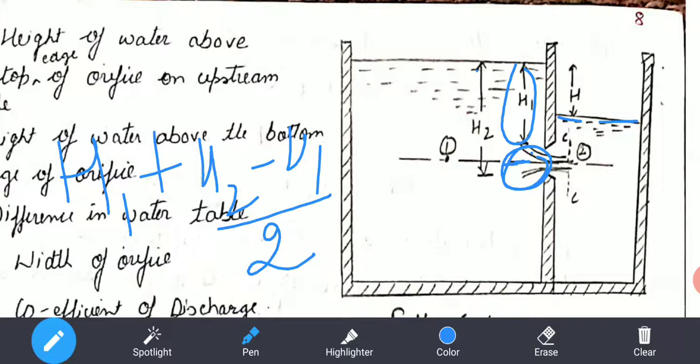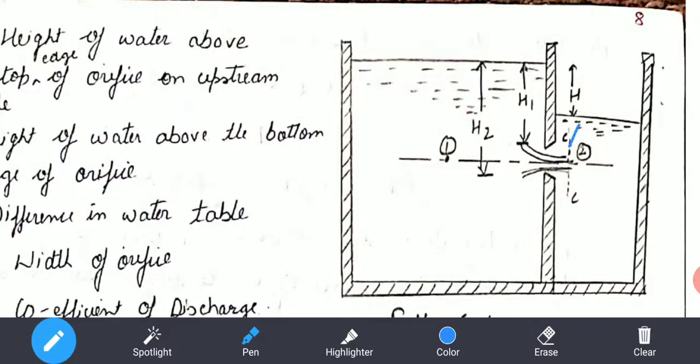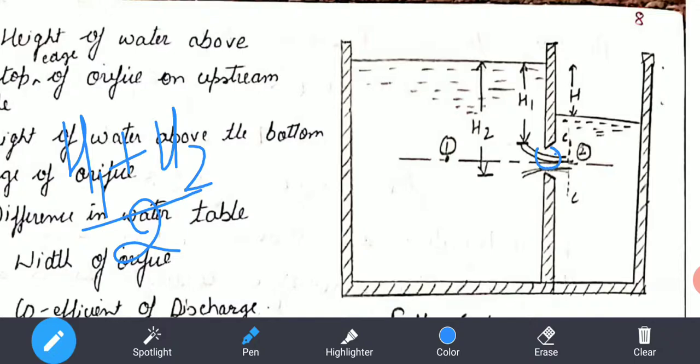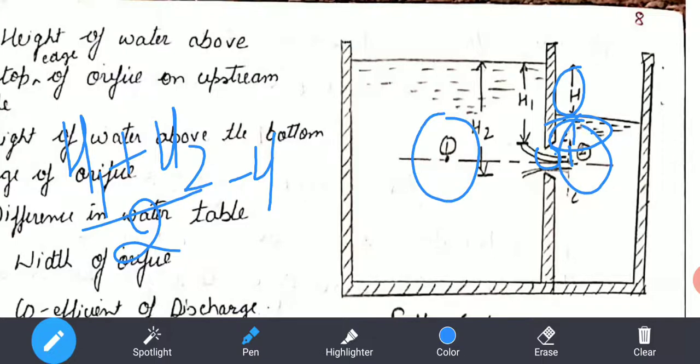Similarly, find the height of the water above the center of the orifice on the downstream side. We have to calculate this height. It is equal to H1 plus H2 divided by 2, that half comes, minus H. So from here we first get this height, and after that we subtract this H, and then we get this distance here. Now similarly we will apply it at sections 1 and 2. What will we apply?